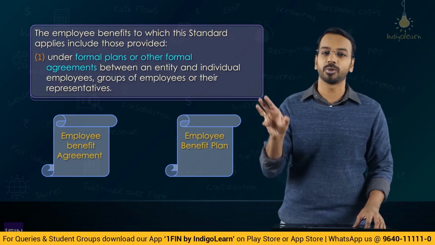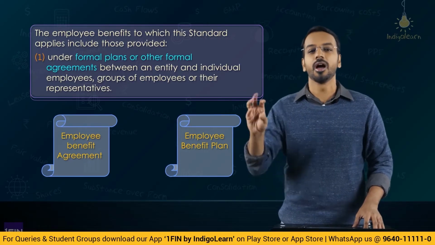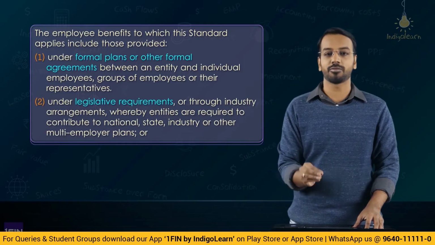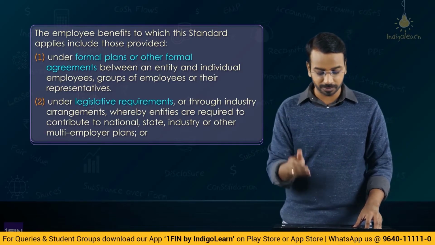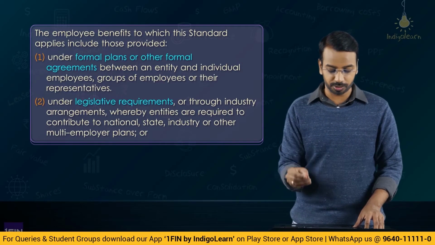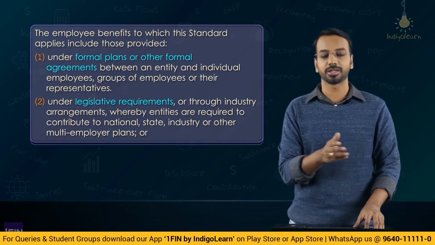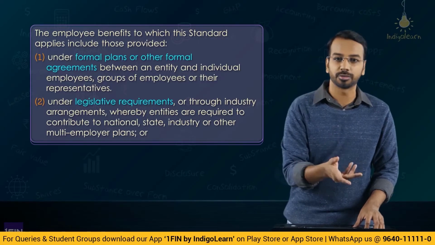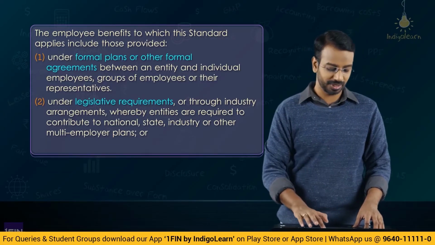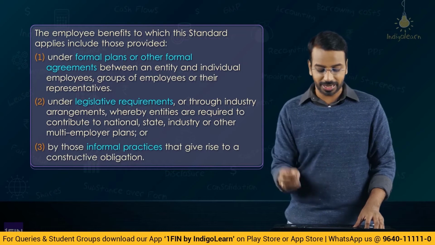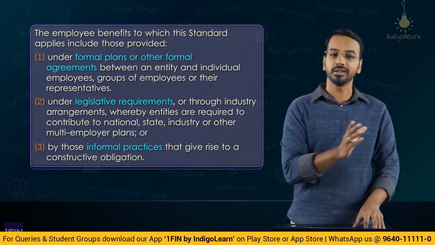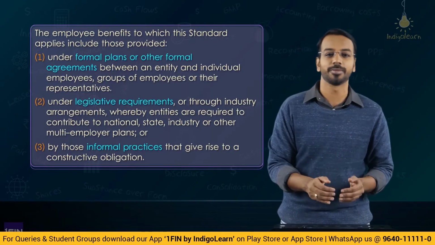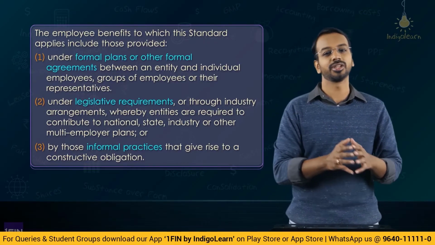All of these are the formal category, which is either created by the company or there is some form of formal agreement. The second category is under legislative requirements or through industry arrangements whereby entities are required to contribute to some national, state, industry or other multi-employer plans. So, basically the example that I gave you, a provident fund contribution, right, that is covered under this category. And by the informal practices that give rise to the constructive obligation, that is the third category. So, all of these three categories are covered as employee benefits in Ind AS 19.